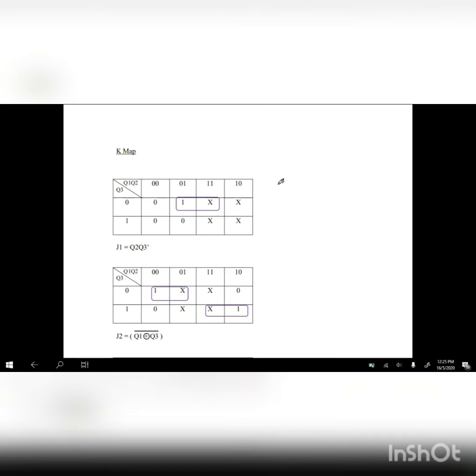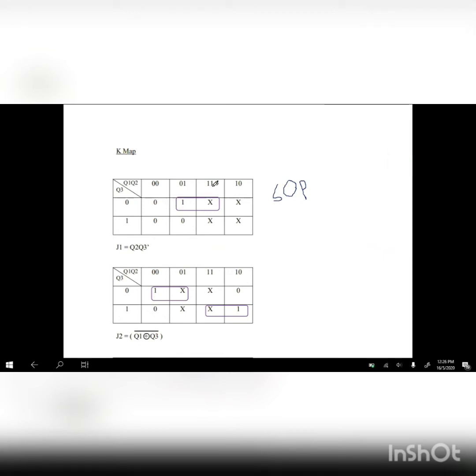Here we have chosen SOP. SOP means we group the 1s. X here denotes don't care, which means when you circle 1 and X, X is treated as 1. According to this K-map, we only have one circle.